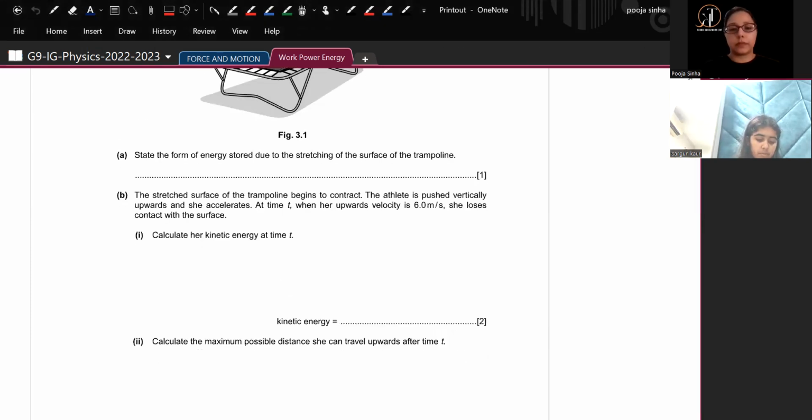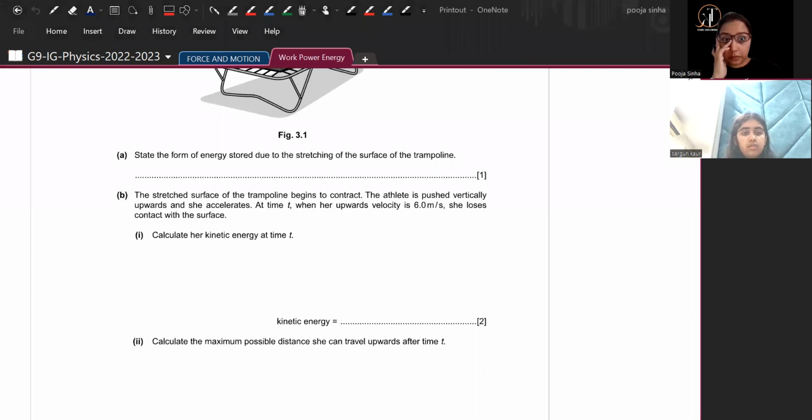Next question. The stretched surface of the trampoline begins to contract. The athlete is pushed vertically upwards. She accelerates. At time t, when her upwards velocity is 6.0 meters per second, she loses contact with the surface. Calculate her energy at time t.